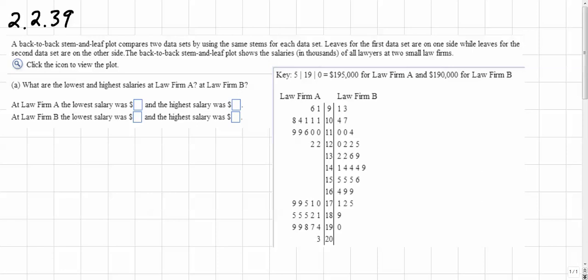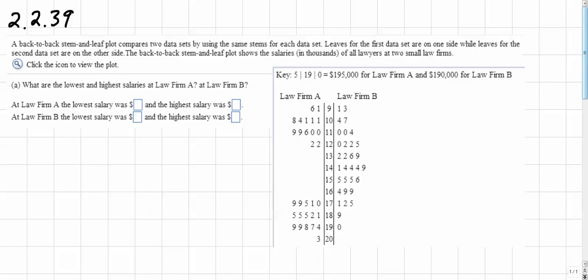Okay, for this particular problem, we're going to start by reading the problem. A back-to-back stem and leaf plot compares two data sets by using the same stems for each data set. Leaves for the first data set are on one side, while leaves for the second data set are on the other side. The back-to-back stem and leaf plot shows the salaries in thousands of all lawyers at two small law firms. And I've gone ahead and opened up the icon to view the plot.